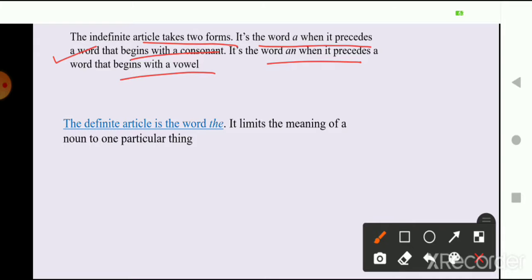So what are definite articles? It is used when we speak of a particular person or thing. Okay, so when we know which particular person or which particular thing we are talking about, at that time we use the definite article the. The is the definite article, and it limits the meaning of the noun to one particular thing. Like if we say the boy. Okay, the boy means.